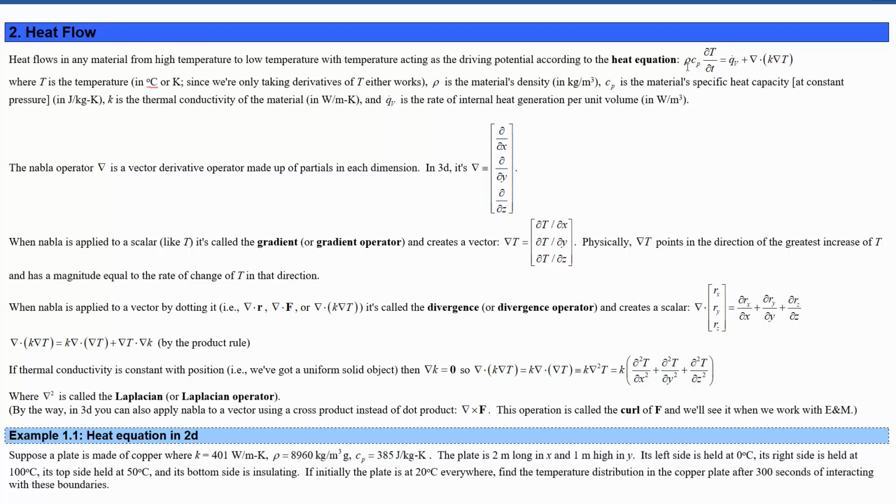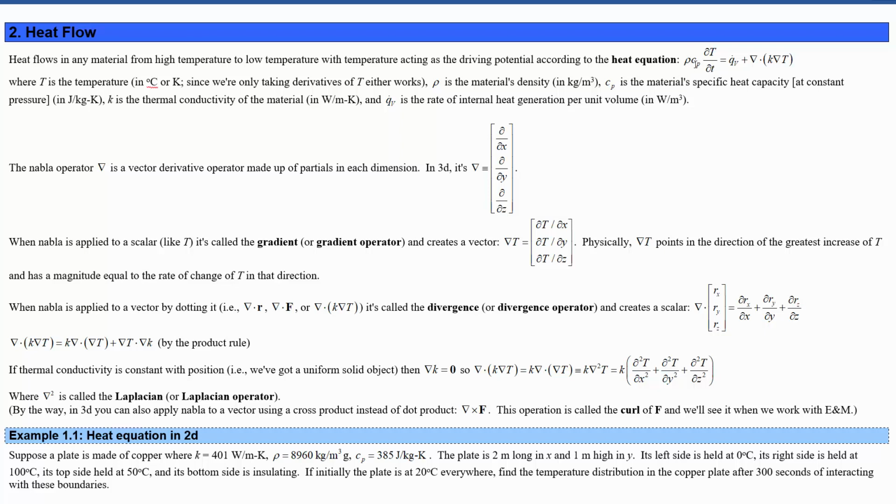So reading it out, we've got the density times the specific heat capacity. Density is kilograms per cubic meter. Specific heat capacity is joules per kilogram Kelvin. So multiplying them together, you get joules per cubic meter Kelvin. And that means the energy to change a unit volume of this material by 1 degree C or 1 Kelvin, same interval. We're going to multiply that by the rate of change of temperature in time.